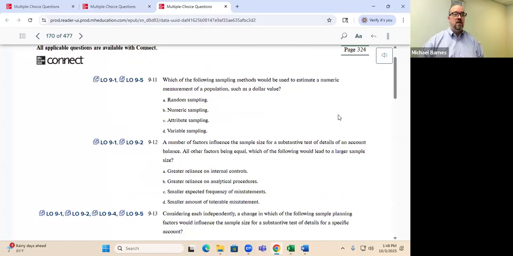Then if we're talking about a test of balances, the other category we talked about is variable sampling. Variable sampling is used to extrapolate the misstatement in the population based on the misstatement in the sample. If there's a $50 misstatement in my sample, and my sample is 1/10 the size of the population, I extrapolate it to be roughly $500. It's not exactly $500, but around that amount. So variable sampling, D.